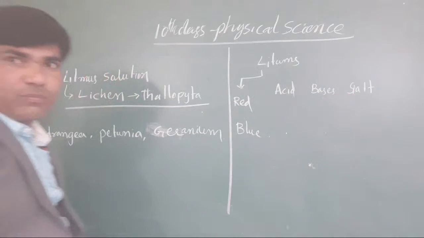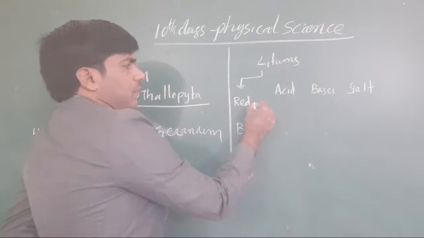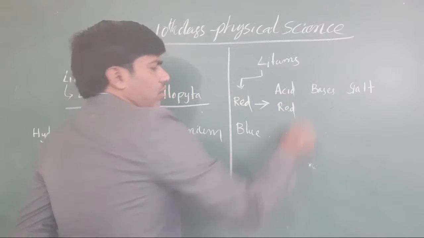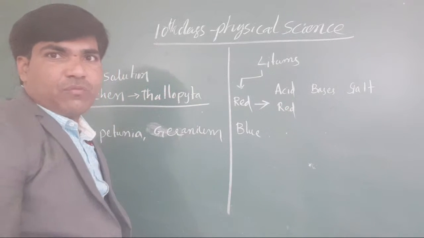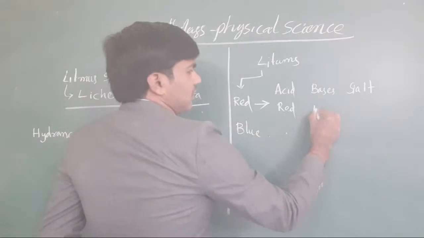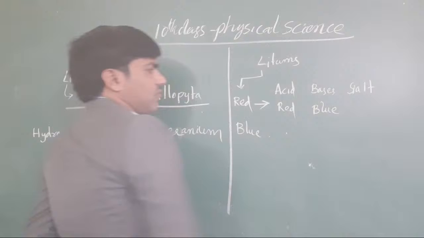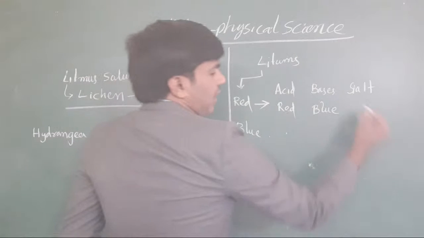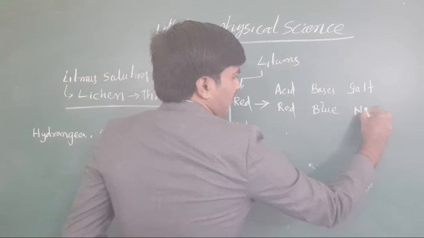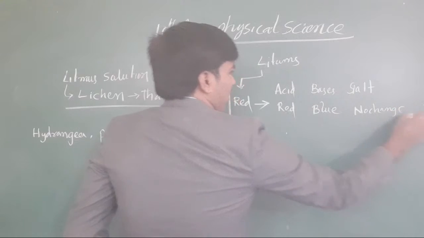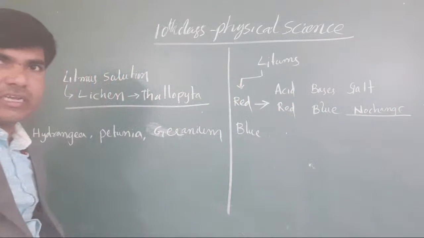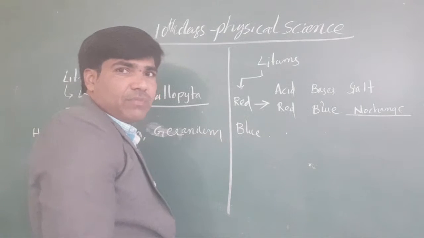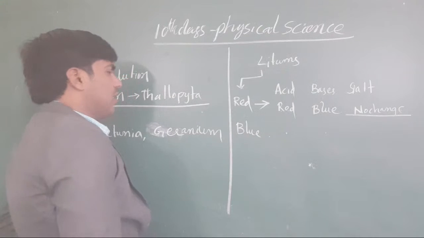When you take a red litmus paper, it remains red only for acids. Clear or not, all of you? Red litmus turns blue for bases, and for salt there is no change; it remains red only. Yes, this is the indication of acids, bases, and salts for our litmus paper.